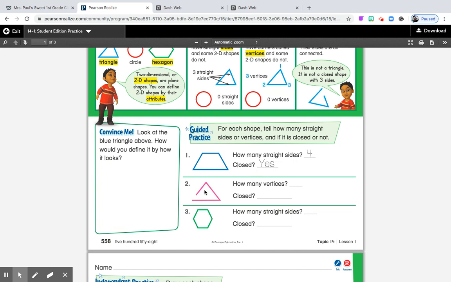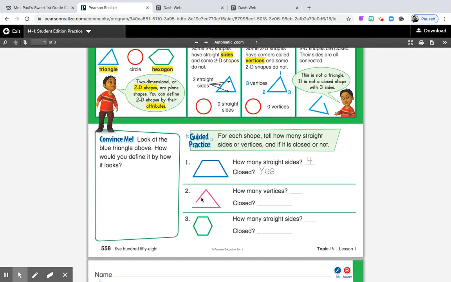Yes. Let's look at number 2. How many vertices? Remember what a vertex is? Vertices is how many corners. It's when 2 sides meet. So there is 1 and 2 vertices. Okay, but is this shape closed? Yes or no? Very good, boys and girls. It would be no, because look, it is open right here. You don't come back to where you started. A closed shape means all the sides are touching.